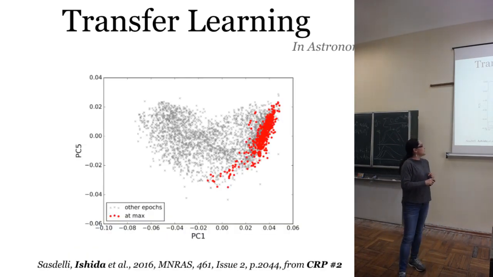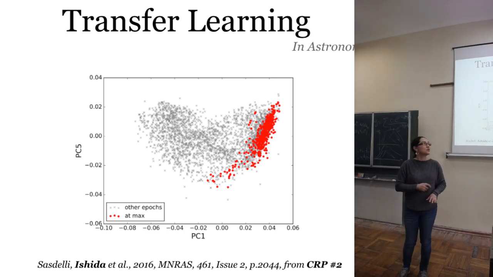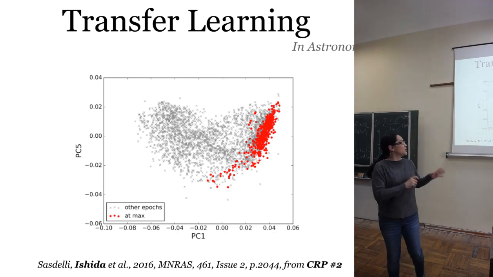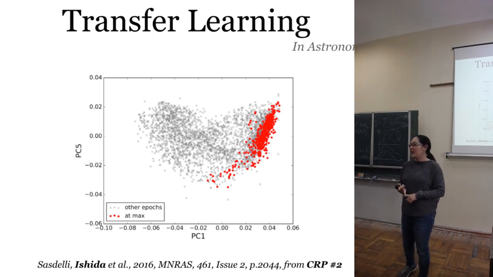In this case, it's the principal components. I took a huge matrix and did principal component analysis on it. These are the first and fifth components. I had no particular reason to choose these two, just that they kind of form a heart and I thought it was beautiful. But I just wanted to show that all of the gray crosses here are spectra from many different types of supernovae, even spectra for which we do not have epoch determination, many different things.